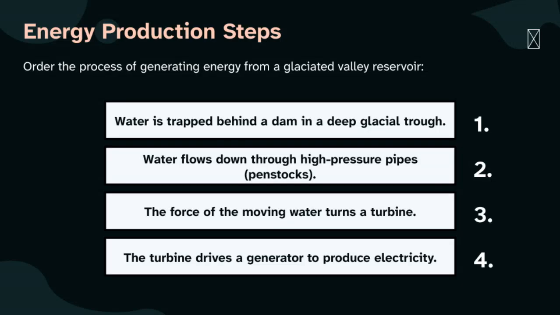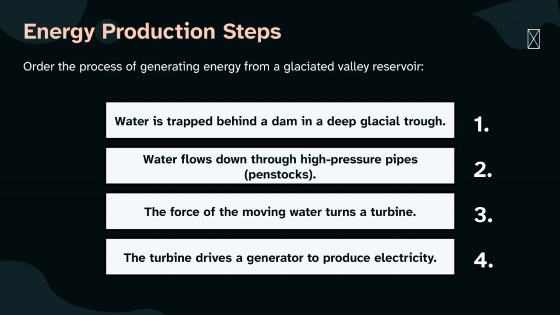The correct order is: first, water is trapped behind a dam in a deep glacial trough. Second, water flows down through high-pressure pipes called penstocks. Third, the force of the moving water turns a turbine. Fourth, the turbine drives a generator to produce electricity. This is the basic process of hydroelectric power.